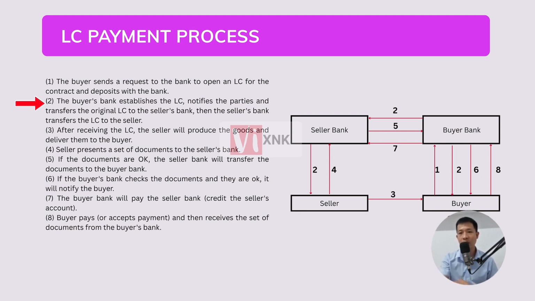Now, moving on to step 2 here, you'll see there are 1, 2, 3 arrows for step 2. At this stage, after the buyer's bank has prepared or issued the official LC, they will notify all relevant parties, including they will notify the buyer, inform the seller's bank, and then send the original LC to the seller's bank.